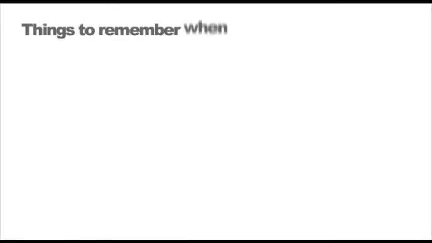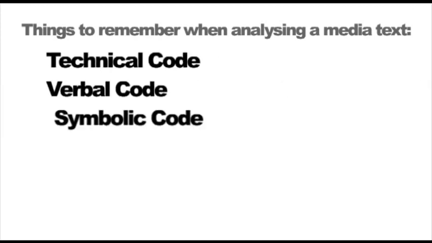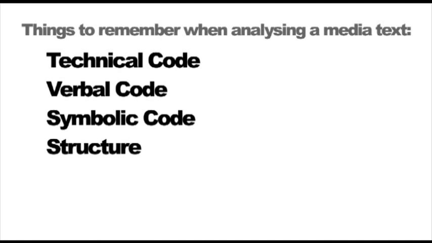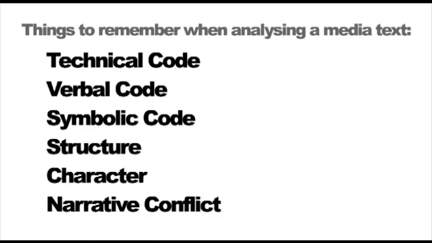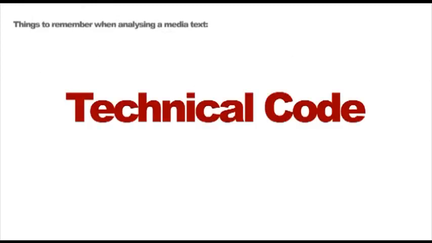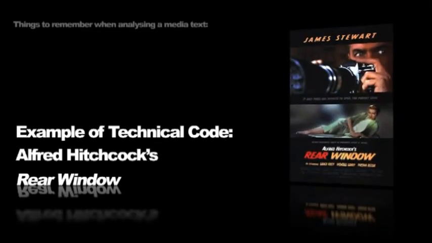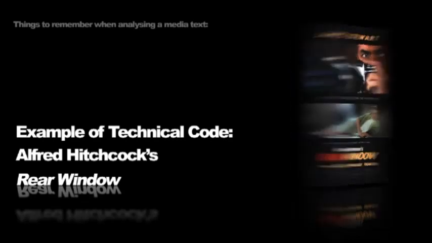When analysing a narrative, you must take into account technical code, verbal code, symbolic code, structure, character, and narrative conflict. So that's 6 things to remember. Technical code. This takes into account anything technical that goes into the narrative process. For example, sound, camera angles, design, and editing. How does the choice of colour or camera angle make you, the audience, feel? A good example of this is Hitchcock's Rear Window.